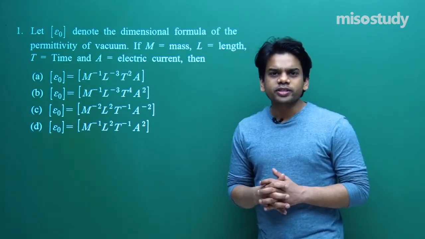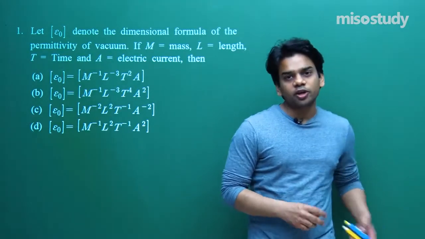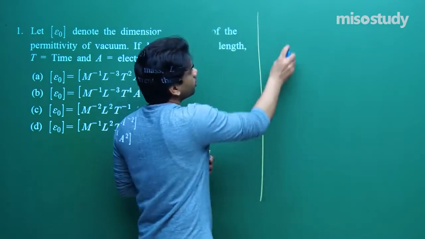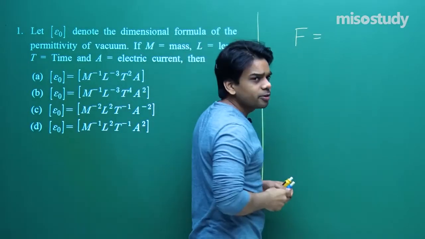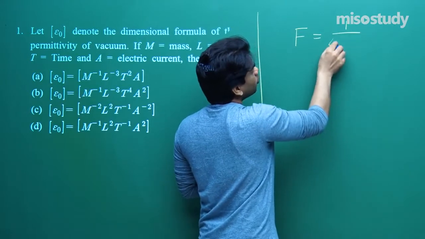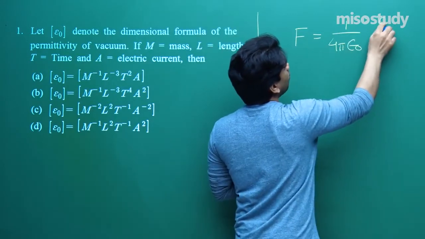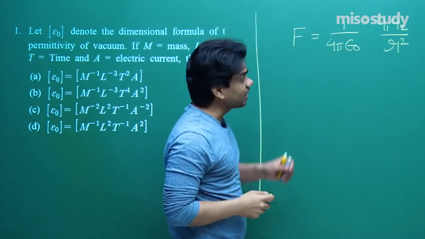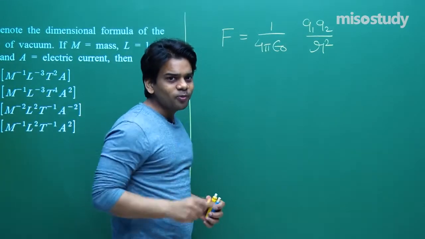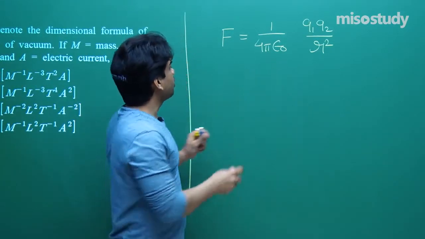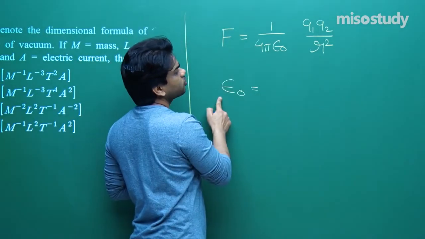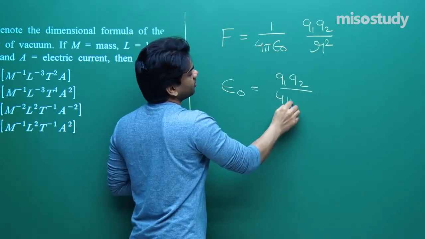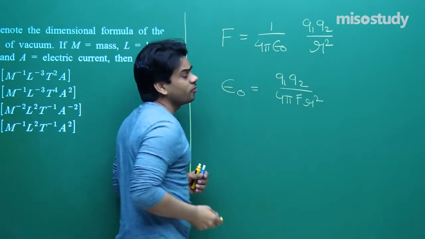Now epsilon naught is used in Coulomb's law, and let me take you through the application where it is used. In Coulomb's law, if you have studied earlier also, the force acting between two charged particles is given by F is equal to 1 upon 4 pi epsilon naught, Q1 Q2 upon R square. This is the value of force that acts between two charged particles. If I need to find the dimensional equation for epsilon naught, I'll make this the subject: epsilon naught equals Q1 Q2 divided by 4 pi F R square. This is the formula we'll be reaching at.